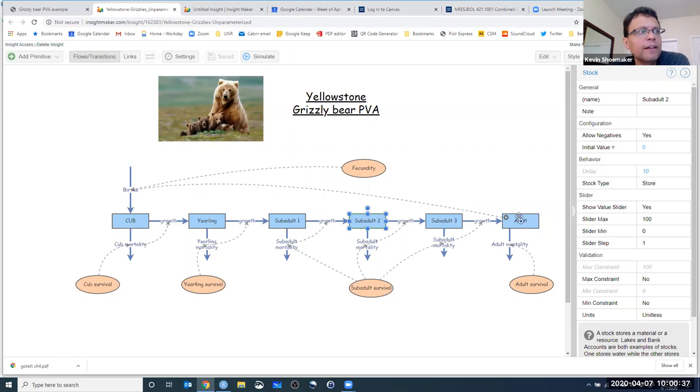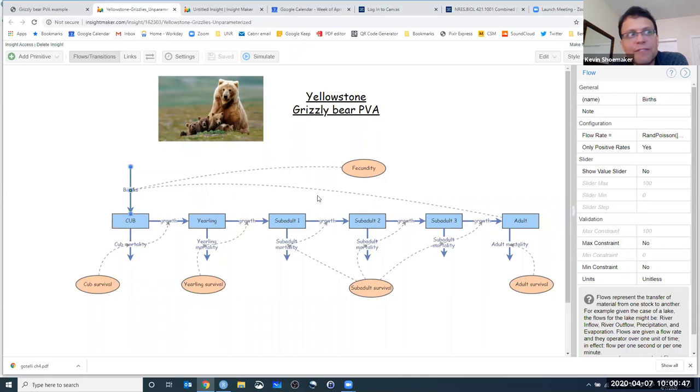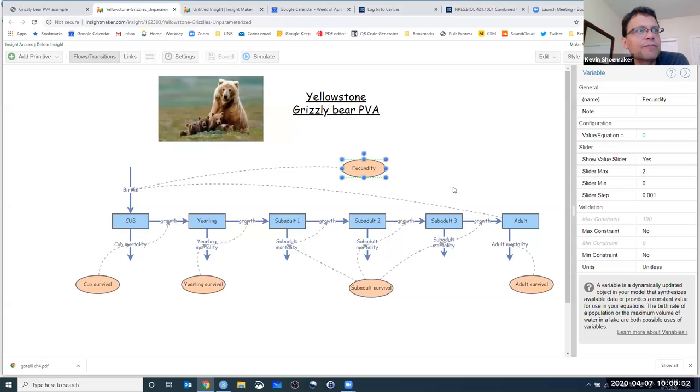This is the only stage that can reproduce. This link here, this dotted line, represents the fact that to compute the total number of births, we have to know the total number of adults or the total number of reproductive females. And then we also have to know the fecundity.